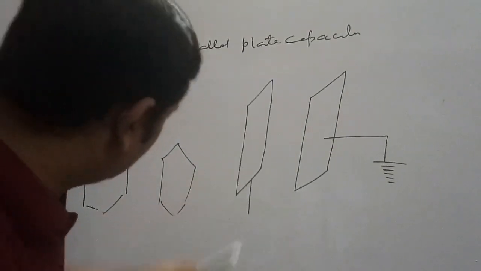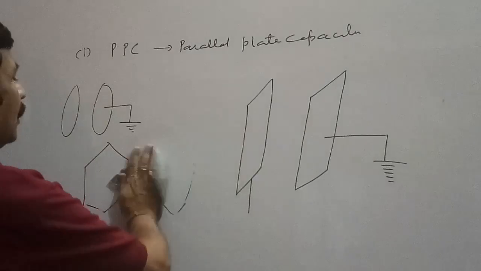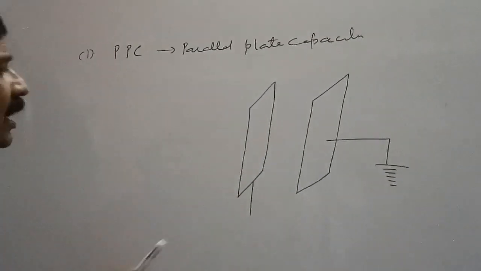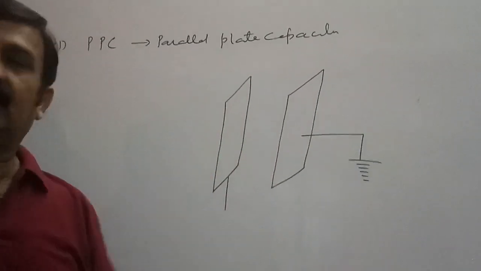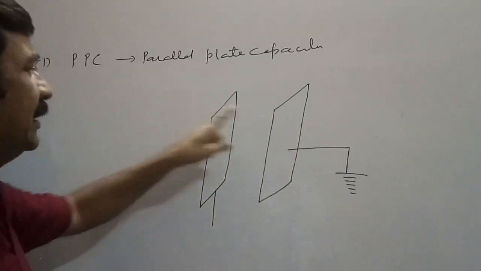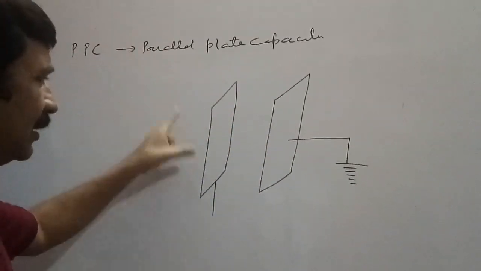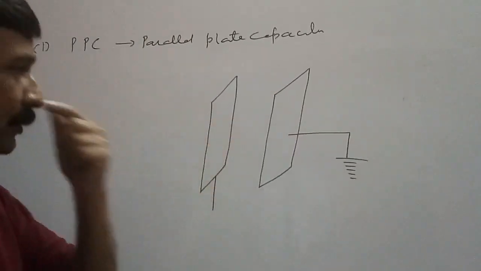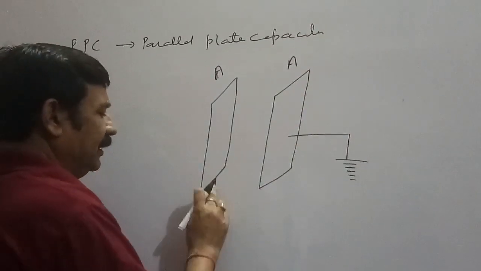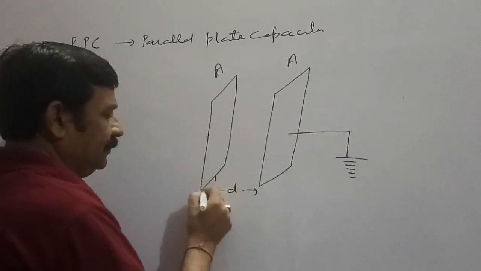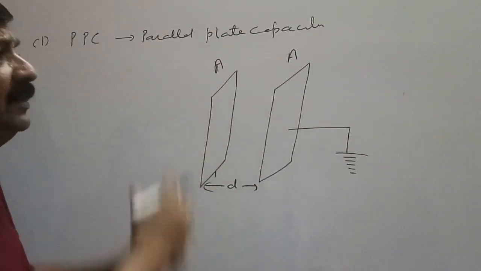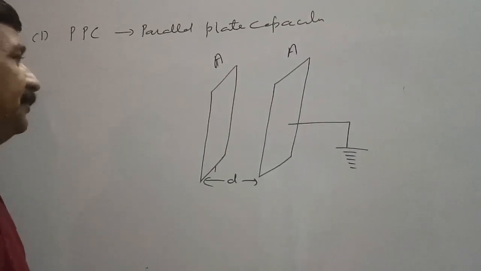All these types of capacitor will be called a parallel plate capacitor, because it doesn't matter what the shape of these plates is, both plates are always parallel to each other. It doesn't matter whether the plates are square, rectangular, triangular, pentagon, hexagon, circular or elliptical. Suppose the area of each plate is A, and the plate separation is D. We want to know the expression for the capacity of this capacitor.